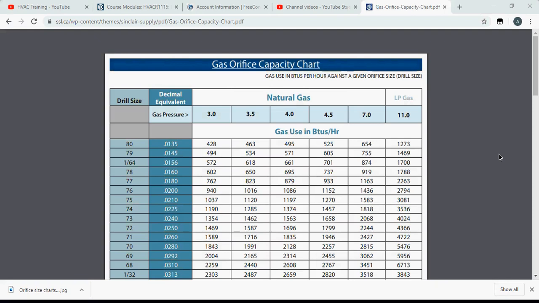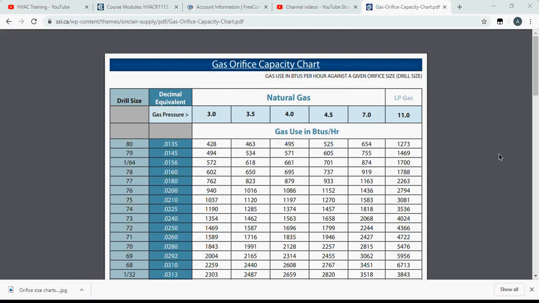So what we have here is an example of a gas orifice capacity sizing chart. On some gas furnaces and appliances, they may come with a chart similar to this. It may look a little bit different. Your National Fuel Gas Code book definitely will have a gas sizing chart for all different types of appliances, with different specific gravities and flow rates and stuff like that.